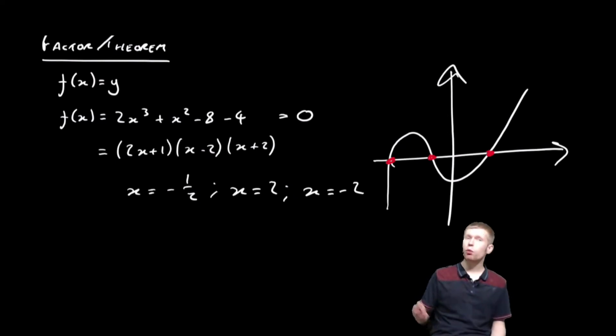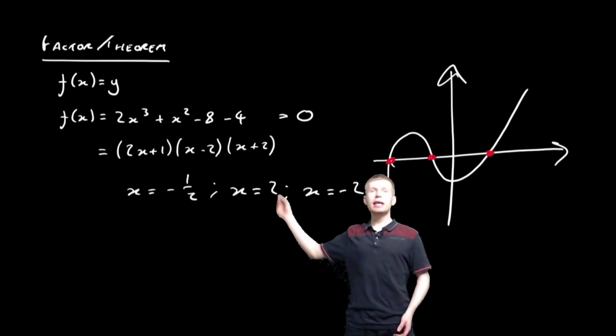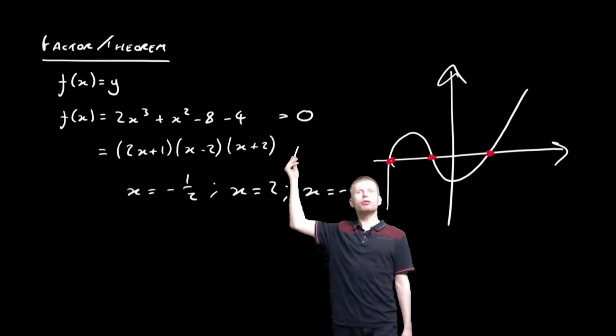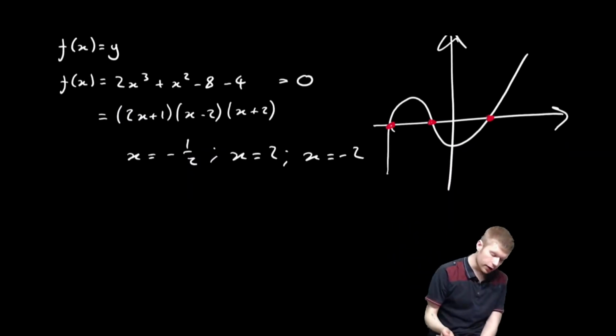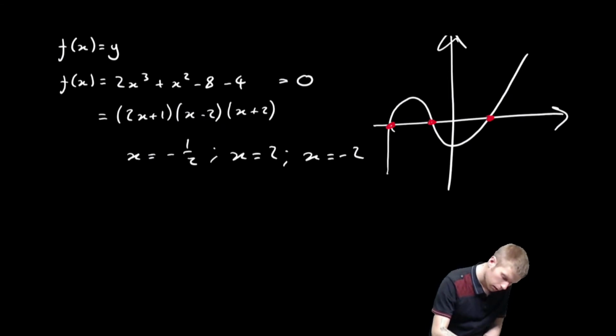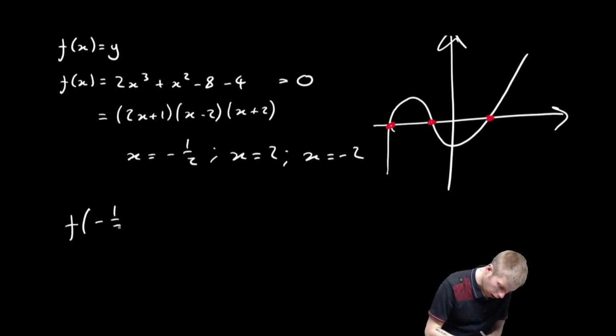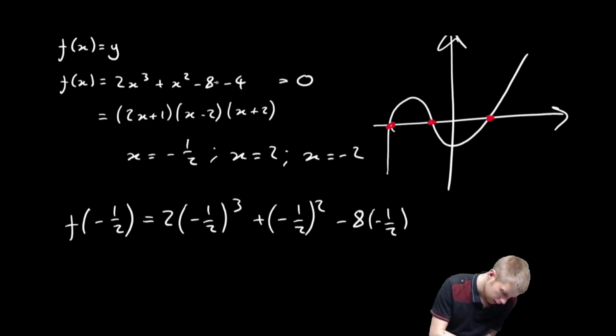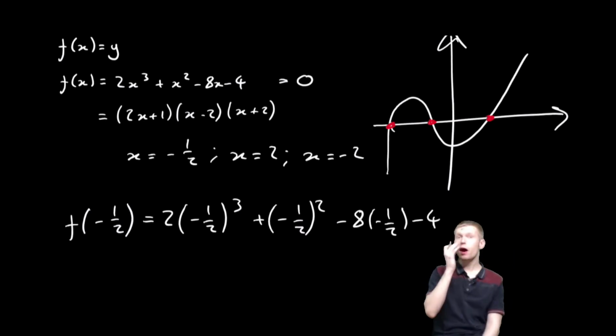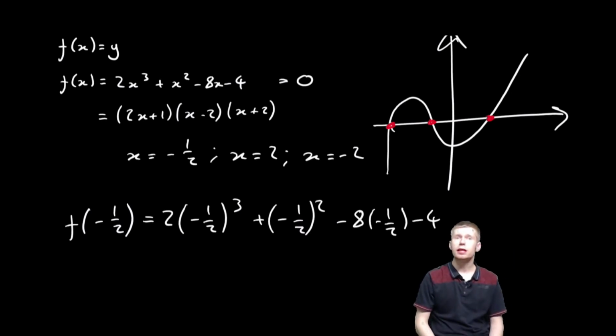What that means is that when I plug any one of these three values into my original cubic, that should equal 0. So you can verify that. Let's stick minus a half in. So I'm going to get f of minus a half, because now my x is just minus a half. Whenever I see an x, I'm just going to replace it with minus a half. So I'm going to have 2 multiplied by minus a half cubed plus minus a half squared minus 8 times minus a half minus 4, and I can verify by multiplying that out that it should indeed equal 0, and you can check that.